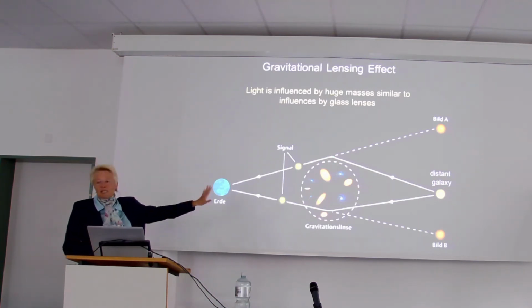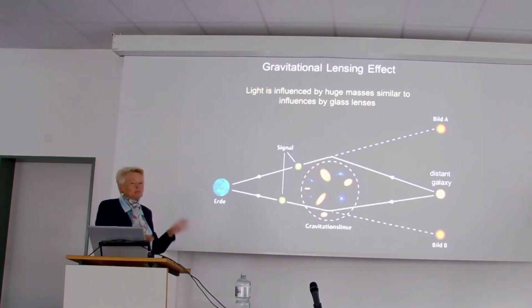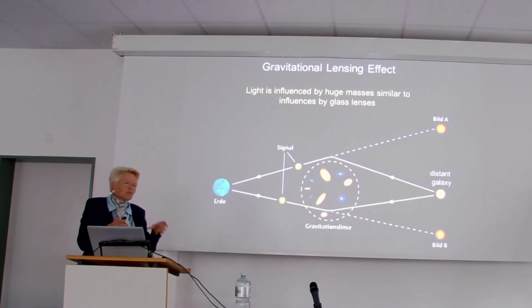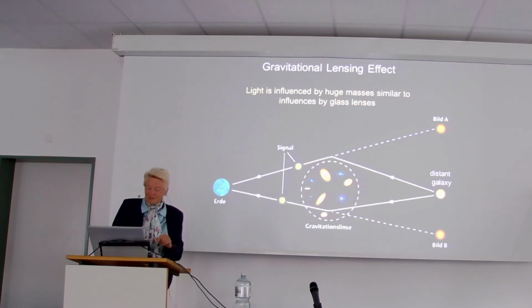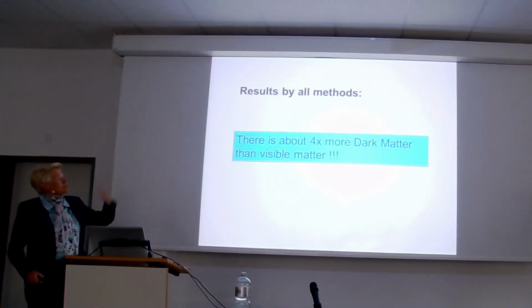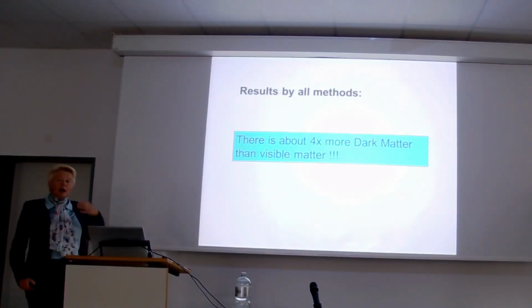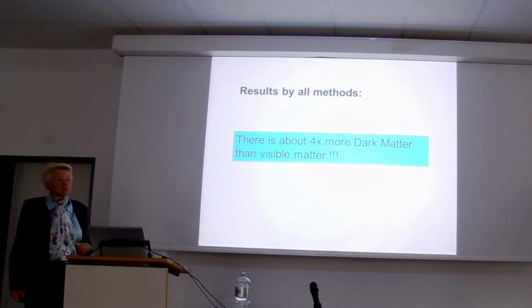Also here, I tell you just the principle. I don't tell you how nasty it gets when you do the actual observations, because you probe actually different volumes, and you can also here have some errors. But I don't want to go into details today. I want to show you just the general picture. So the result by all methods is that there is about 4 times more dark matter than visible matter in the universe. So a lot more dark matter than visible matter.